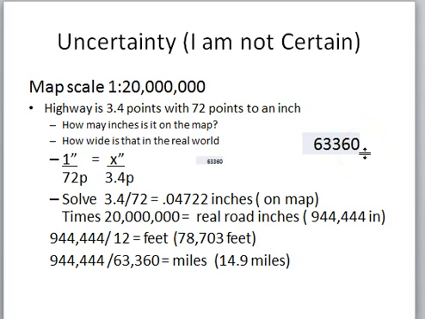So the first question on the exam, or on the summary questions, was this one. I'll try to read it here.